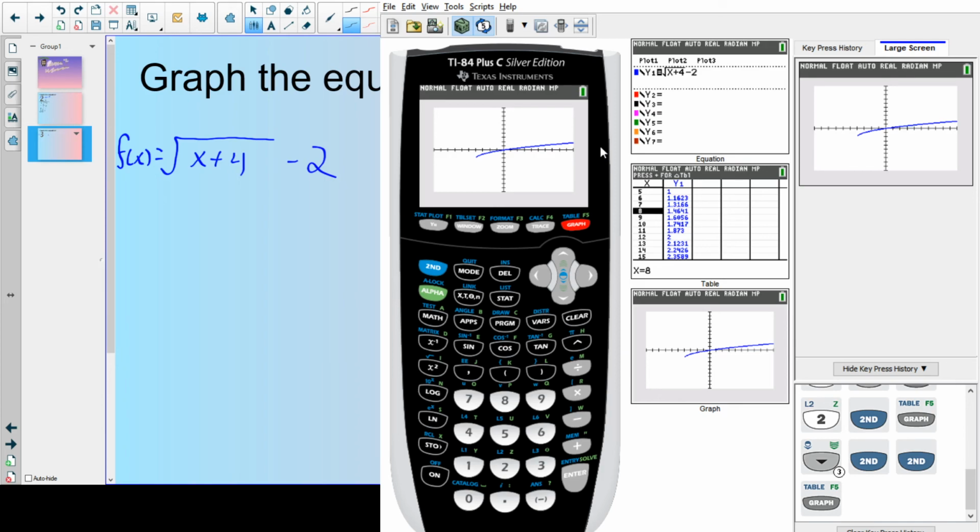So I hope this was helpful. Knowing how to put stuff in on your calculator to see what they are represented as a table or a graph will help you tremendously in the future.